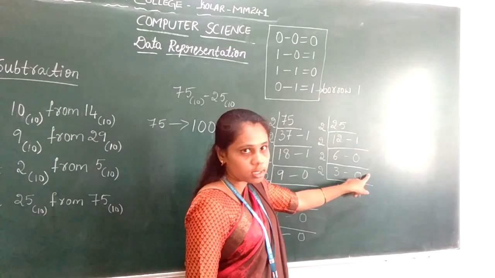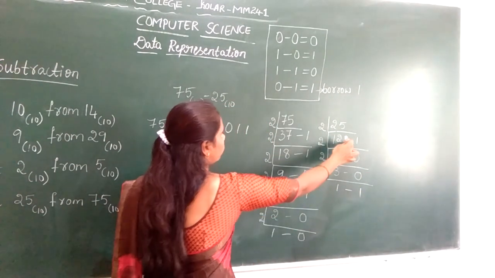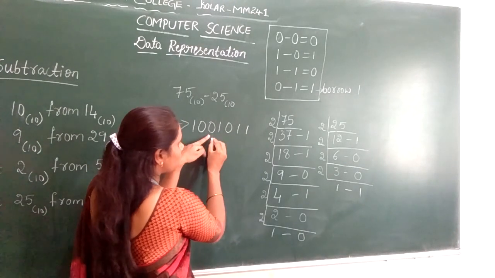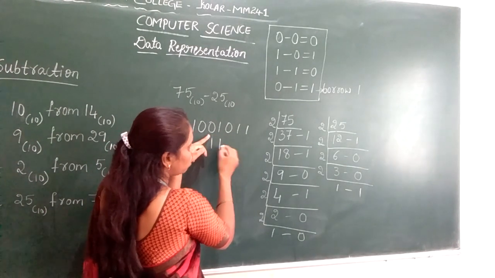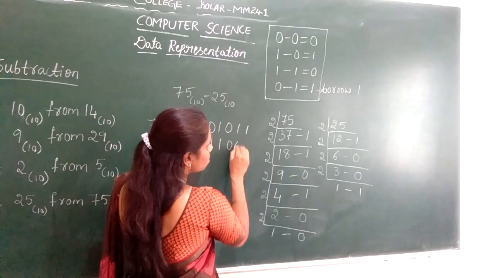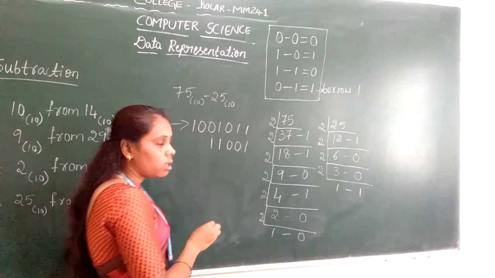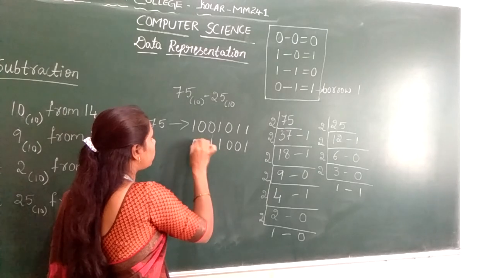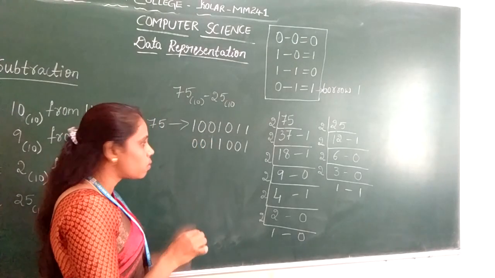Now we have only 5 digits here, so I will write from this side. Right? 1 2 3 4 5. So I will start from here: 1 1 0 0 1. Now here we don't have any bits, so place 0. That is for our reference.